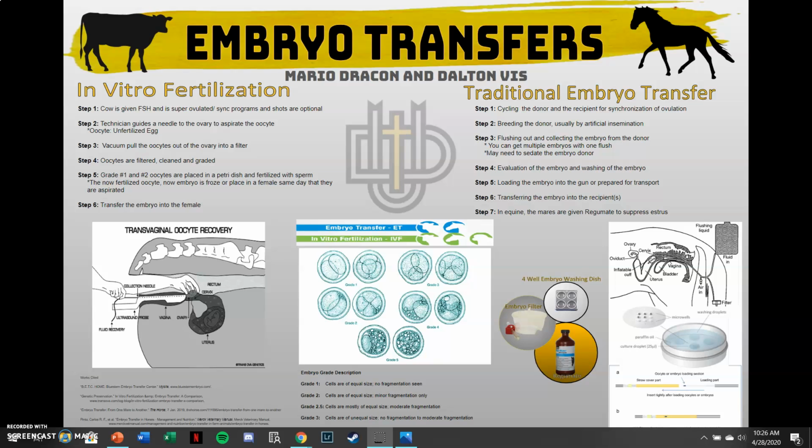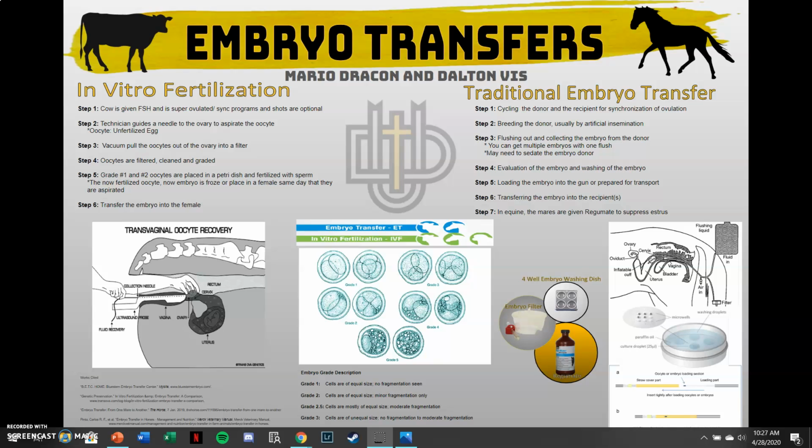Once the embryo is evaluated and washed, if you're going to be placing it into the recip within the day or that day, you're going to want to do it within the hour that you wash it. Otherwise, you can freeze it, and that is usually transported out then. The conception rates are lower when you freeze and thaw for transport. The conception rates are a lot higher when you do it same day.